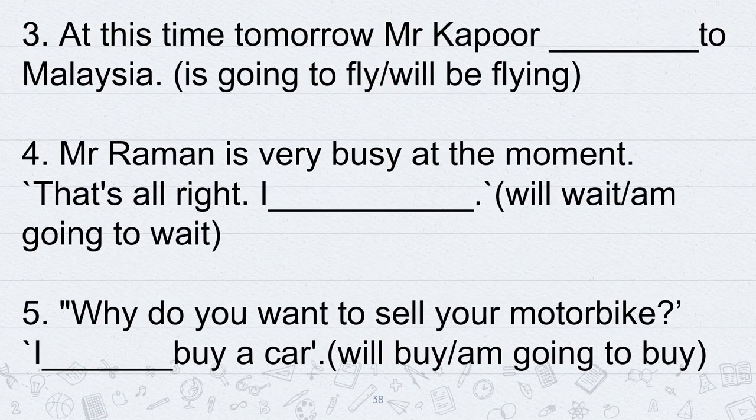Third sentence is: at this time tomorrow Mr. Kapoor dash to Malaysia, in bracket is going to fly or will be flying. Fourth, Mr. Raman is very busy at the moment. That's all right. I dash, in bracket will wait or am going to wait. Fifth, why do you want to sell your motorbike? I dash buy a car, in bracket will buy or am going to buy.